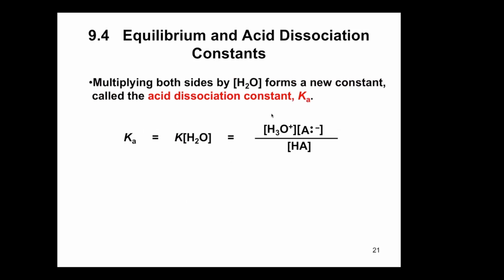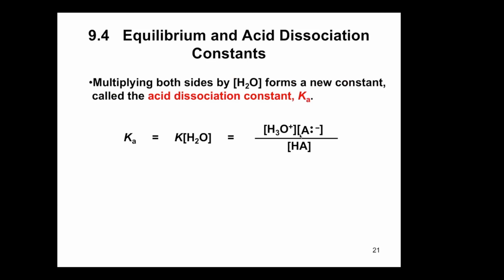Right? K is the equilibrium constant. So the acid dissociation constant is K sub A. For K sub A, we omit water from the equation. That is why K sub A is equal to the concentration of the products over the concentration of the acid from the reactants.